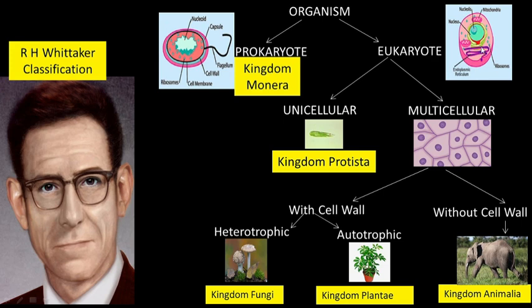with a well-defined nucleus. Kingdom Animalia includes all organisms without cell wall, like us. So humans don't have cell wall. Then all organisms which are multicellular and with a well-defined nucleus. So now in this chapter we will be discussing a particular kingdom, Kingdom Monera.